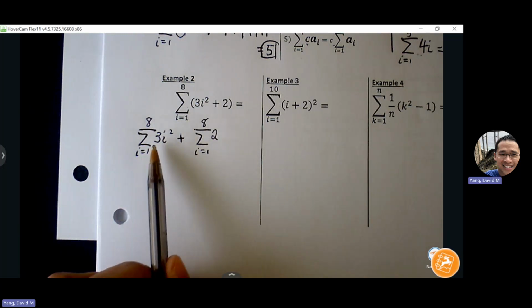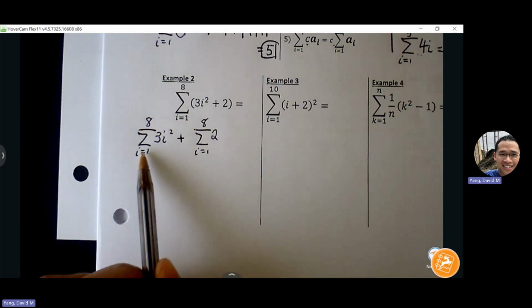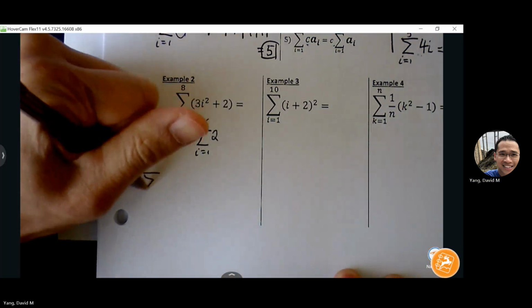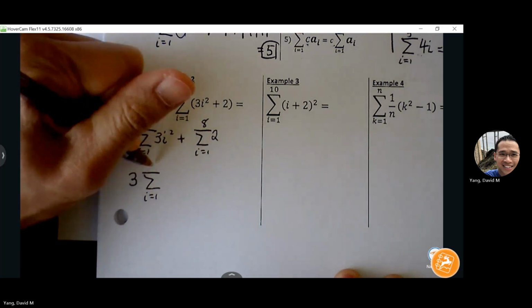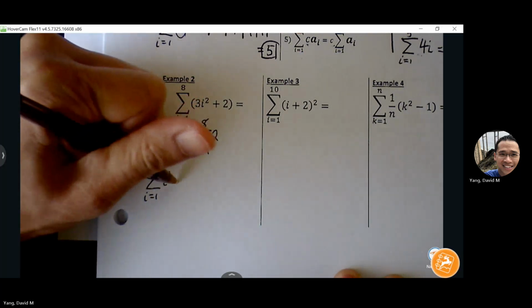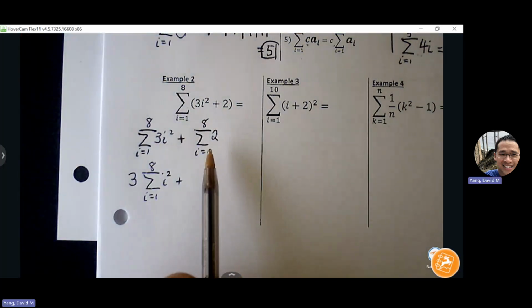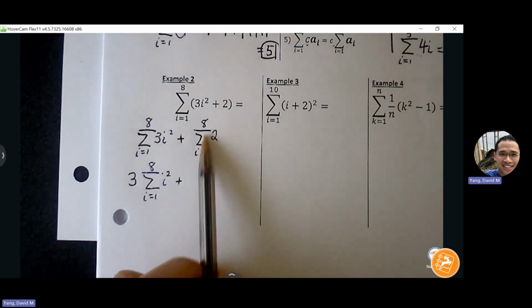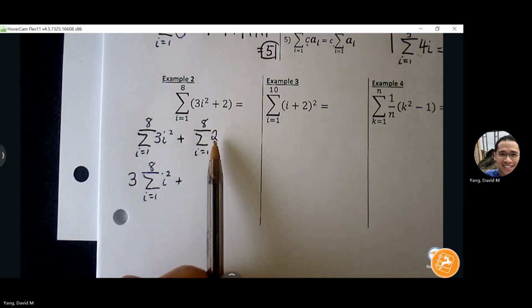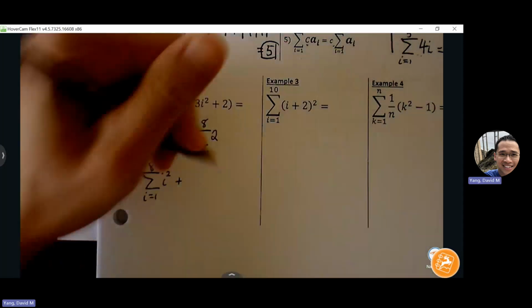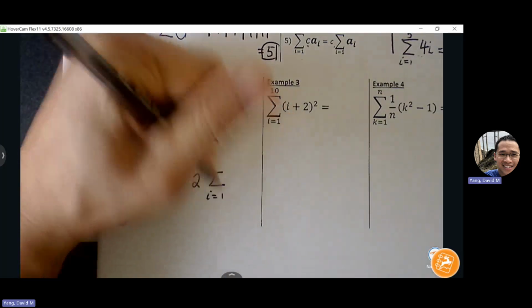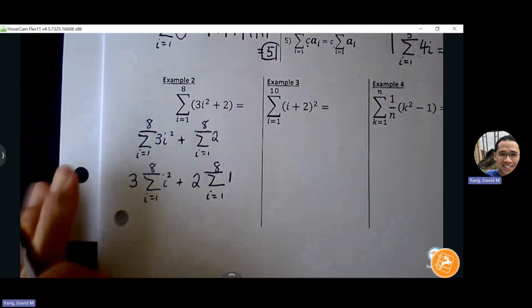Okay, what can I do with this 3 to make it easier for me to see what rule I'm going to apply? Push it out in front, okay? Now I'm also going to push the 2 out in front. If I push a 2 out in front, what's left in here? Not a 0, but a 1. Yeah, 2 times 1 is 2. But the nice thing about pushing that 2 out is you can match the rule a little bit easier because we do have a rule for summation 1.